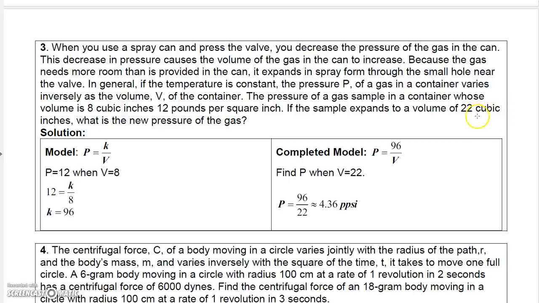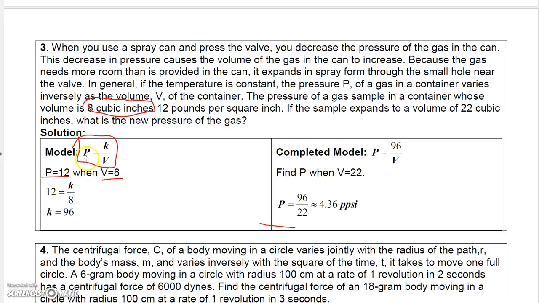So basically we know that P varies inversely as V. So P is equal to K over volume. And now this tells me that the pressure of a gas sample in a container whose volume is 8 cubic inches is 12 pounds per square inch. Okay, so basically, I didn't state that properly, but the volume is 8 cubic inches, and it has 12 pounds per square inch. So if the volume is 8, the pressure is 12.